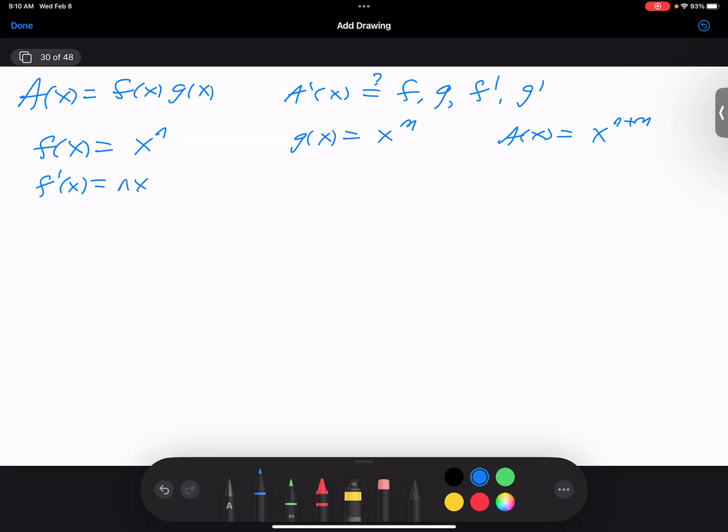n x raised to n minus 1. And then g prime of x will be m x to the m minus 1. A prime of x will be n plus m times x to the n plus m minus 1. I have to get n plus m times x to the n plus m minus 1. And do we all agree that f prime, g prime should be my inputs? All right, well, if I'm looking at those as the inputs, how can I get, in a very natural way, x to the n plus m minus 1? Can somebody give me one way I can do that?